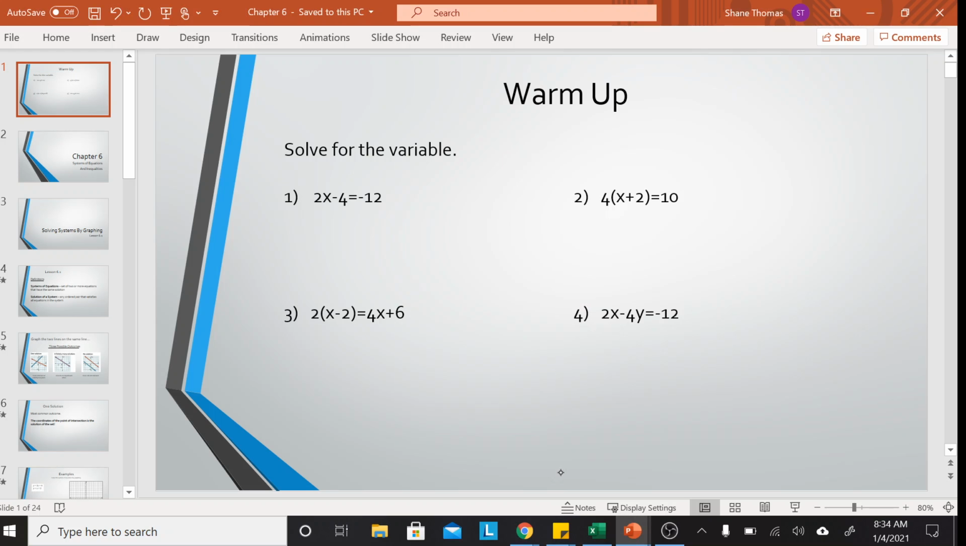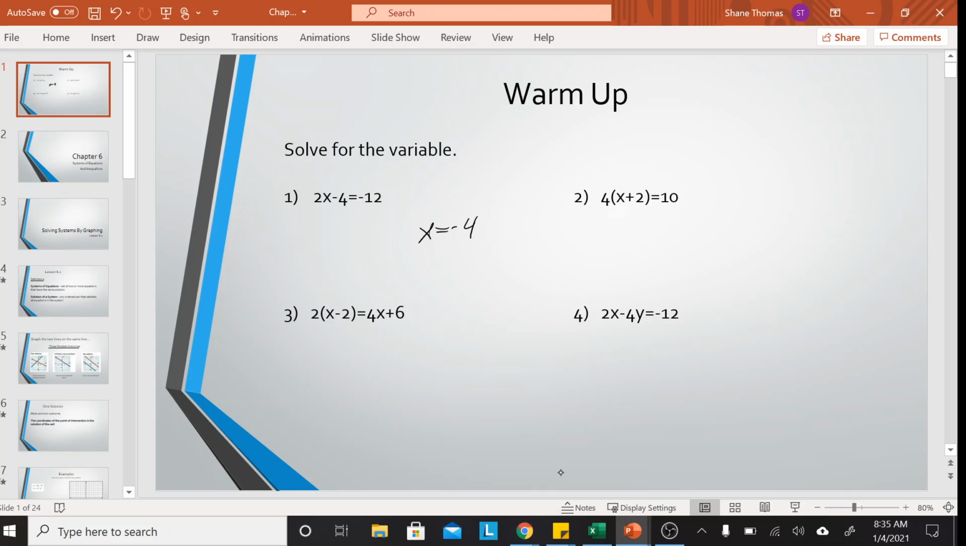Now, number one. We just have to add the 4 over and then divide by 2. So we get, what does that say? x equals -4? Yeah, he's right. I'll buy that one. You add the 4 over, you get -8 on the right. Divide both sides by 2. x is going to be -4.